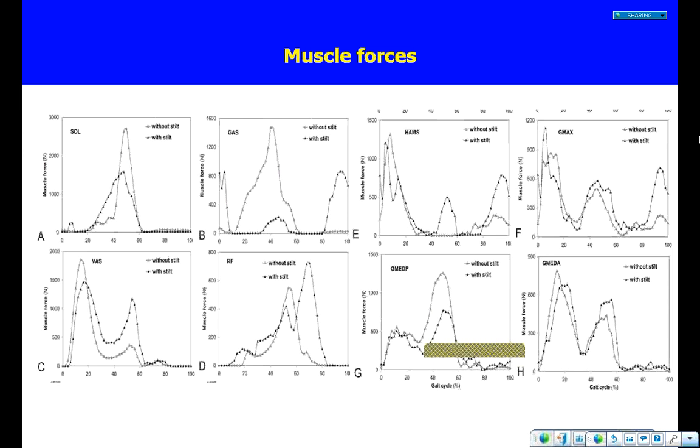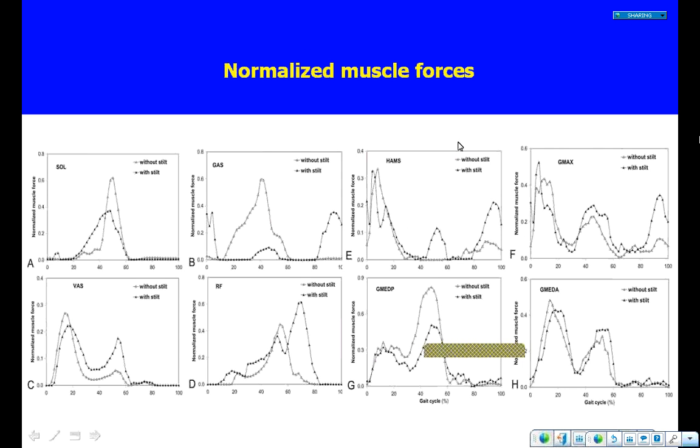So with stilts, because of the change of the pattern, the posture balance is different. That's why people have to learn to walk with stilts. Here is the normalized force. Normalized force reflects the efforts people have to apply during the stilts walk.